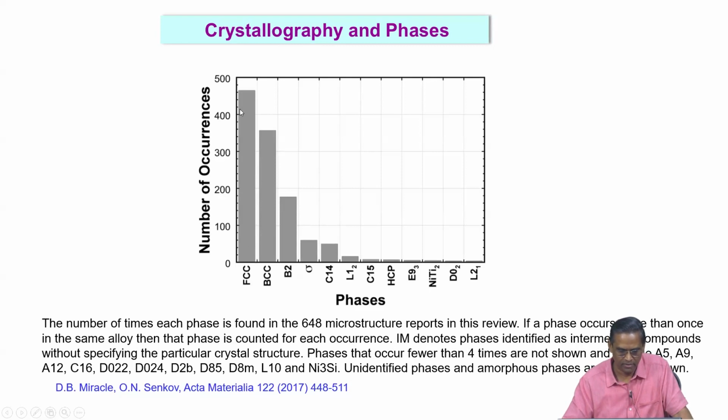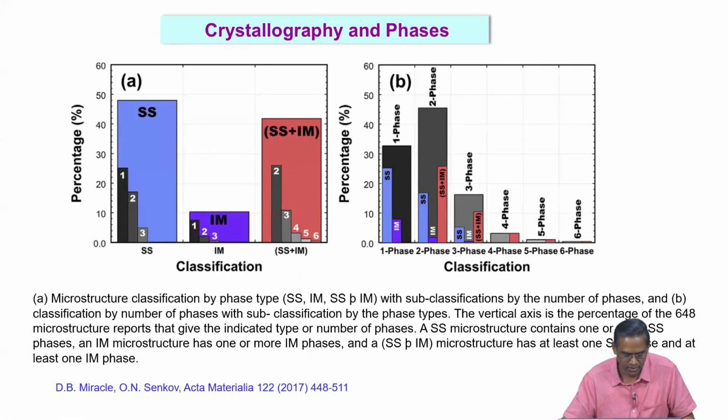Then how do they classify in terms of solid solution or intermetallic plus solid solution? This is a very interesting plot. For example, you have solid solution. Solid solution has single phase, 2 phase, 3 phase. There you get nearly 50% solid solution, with 3 variations. Again, intermetallic, you have single phase, 2 phase, 3 phase. And solid solution and intermetallic mixture, you have again a variety of phases: 2 phase, 3 phase, 4 phase, 5 phase, 6 phases. So this is a more complicated microstructure.